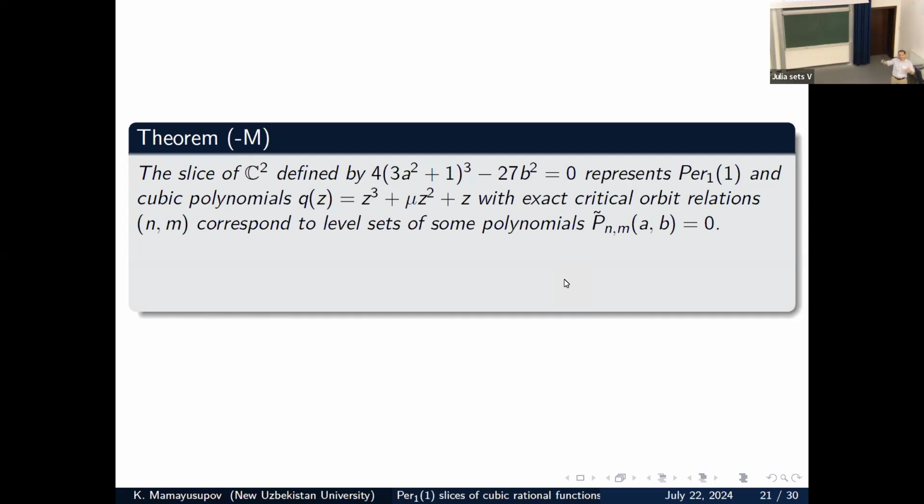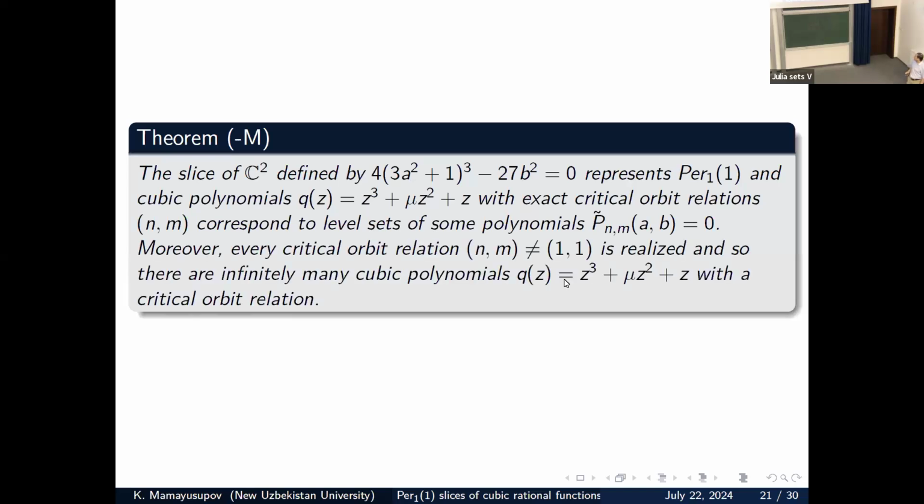Polynomial minus identity and its derivative. So this gives you the discriminant. That's why, if you remember, there is a 4 and there is a 27. So this represents per 1, and all cubic maps of this can be obtained by level sets of some polynomials explicitly. And all critical relations are realized except 1 and 1.